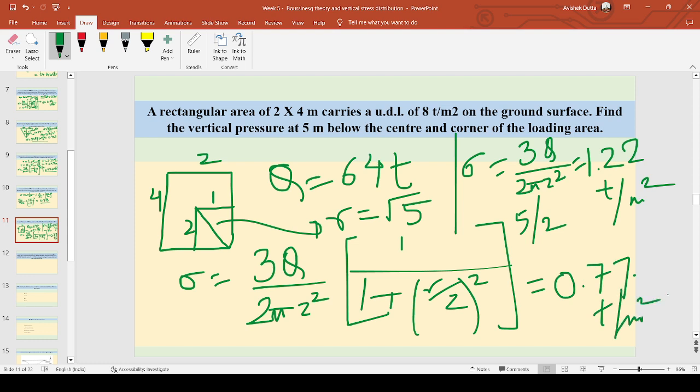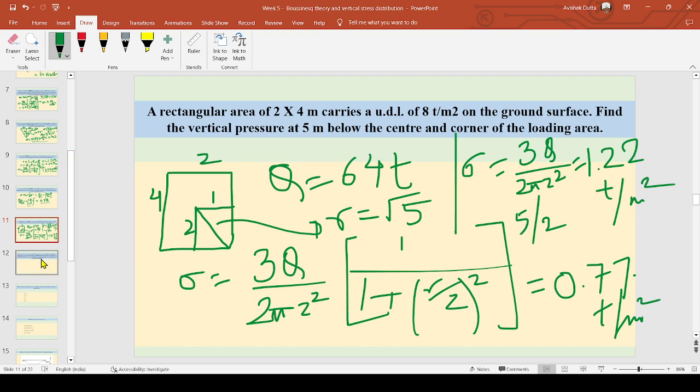I hope the solution was clear. We are going to convert the UDL into an equivalent point load by multiplying the UDL with the area of its action, and then calculate the radial distance of the corner of the loaded area from the center, and then put the values in the Boussinesq equation: 3q by 2 pi z square, 1 by 1 plus r by z whole square, to the power 5 by 2. By that you can get the value of the vertical stress at two positions, below the center and the corner of the loading area.